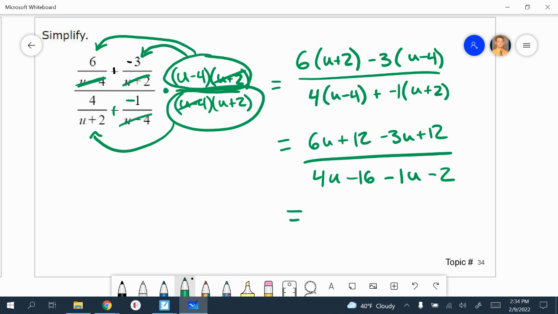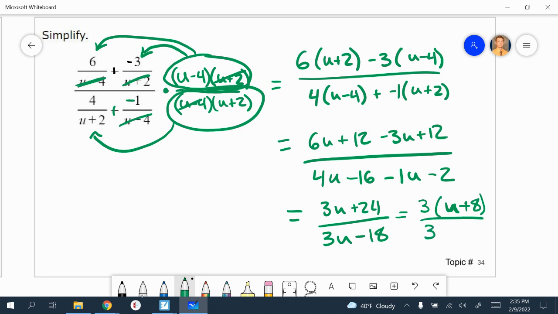Combine like terms. Simplify. Threes cancel out. Our final answer is just, I'm not going to rewrite it for you, but it's that right there in that box.